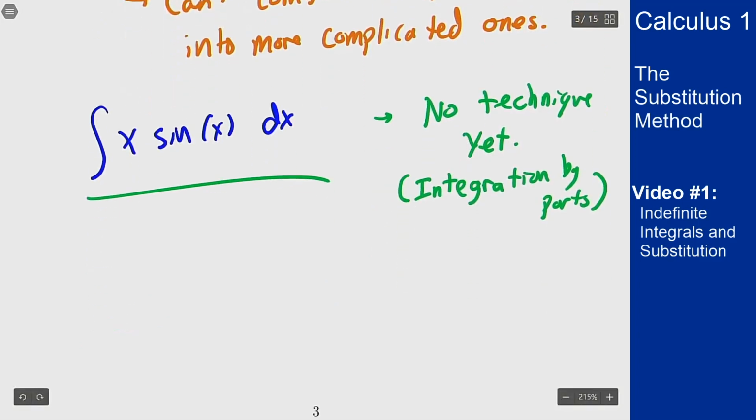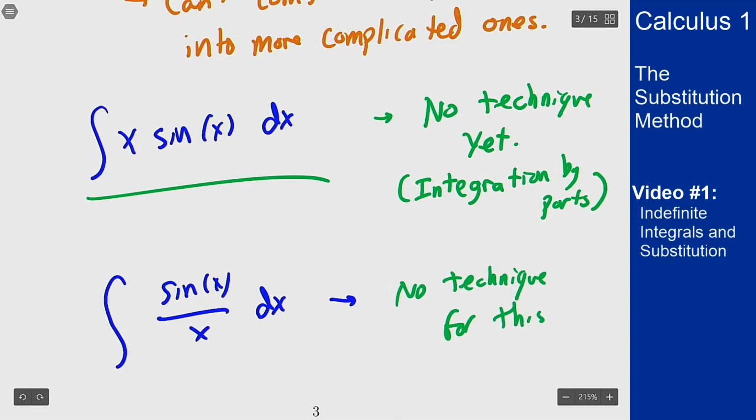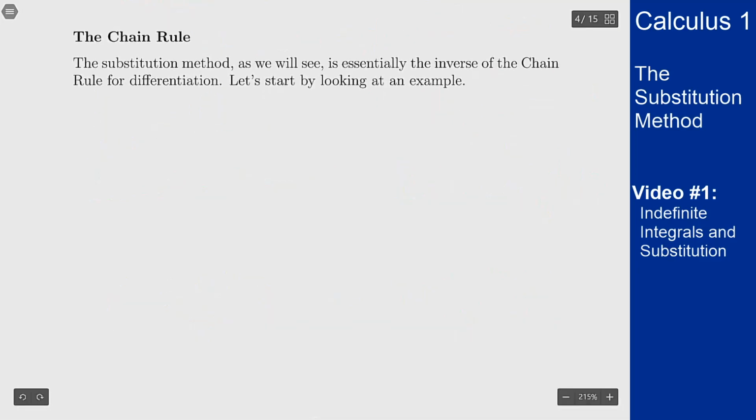The same goes for something like the integral of sine of x over x. Again, no way to handle this. There isn't really even a technique for this one, because there's also the option of things just not having nice integrals, which is an entirely different discussion. But there's no way to combine these things into more complicated derivatives. What we're going to learn here are techniques, or ways to manipulate integrals into other integrals that might be easier to solve than the ones we had in the first place.